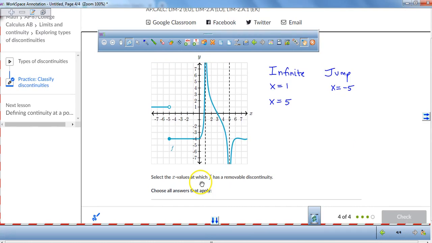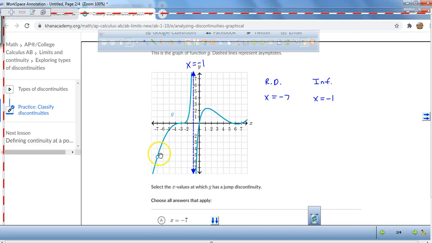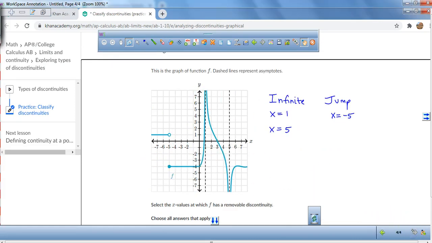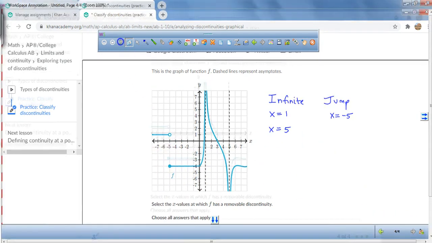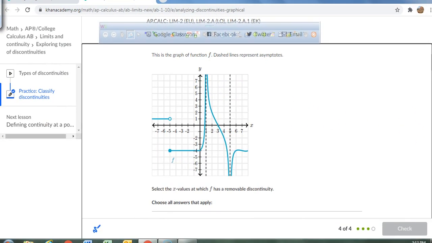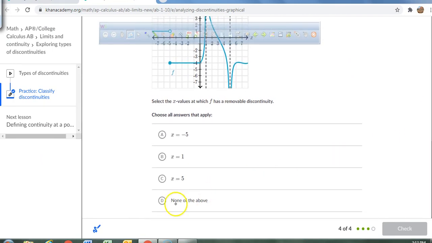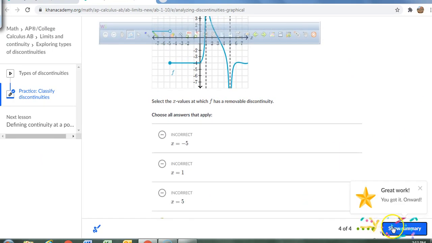discontinuity. What has removable? I don't see any removable discontinuity. Just because that's a hole doesn't mean that's right. The jump discontinuity happens right here. Here is where the removable discontinuity happens, at -7. So that's removable, but this is going to be jump. But there's no removable. So if there's none, then we just say there's none, and we call it a day. That's how easy it is.